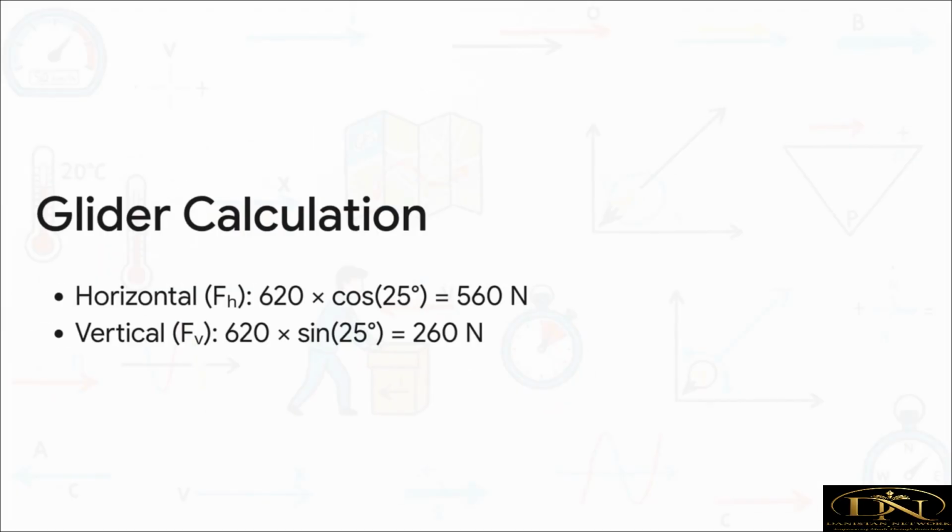The horizontal component is 620 times the cosine of 25 degrees, which gives us 560 newtons of forward pull. The vertical component is 620 times the sine of 25 degrees, and that results in 260 newtons of upward lift. Just like that, we've successfully broken down one complex force into 2 much more manageable parts.